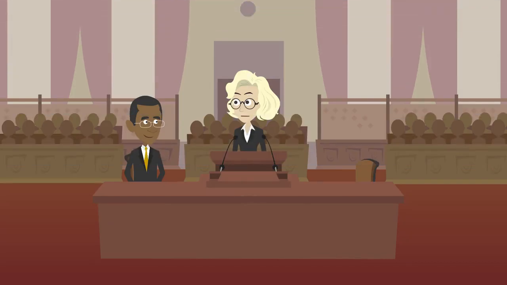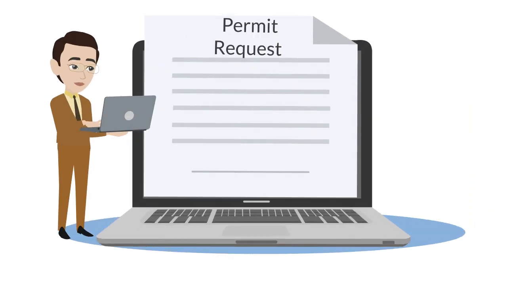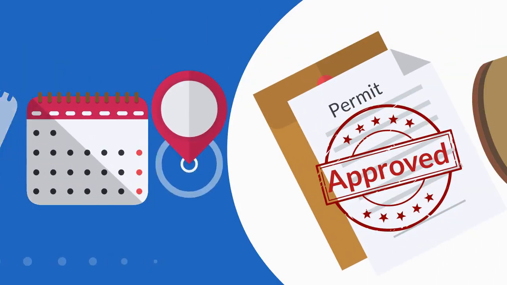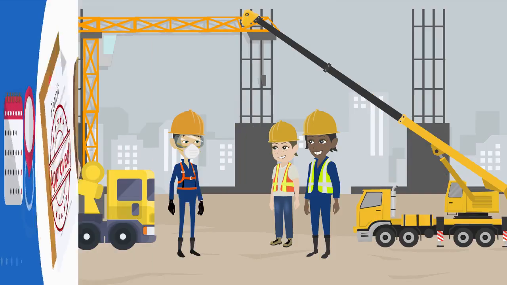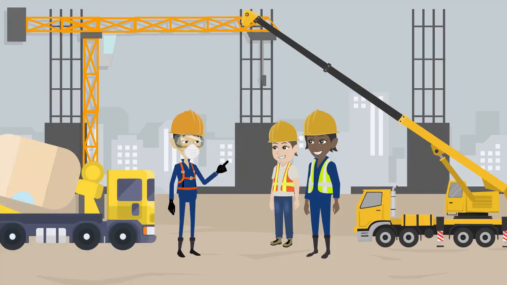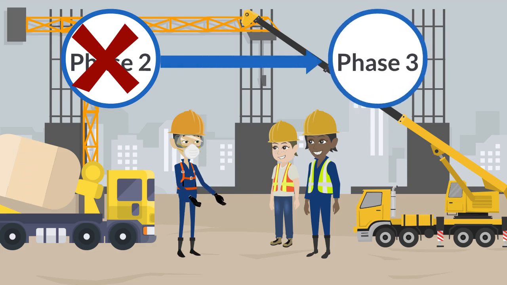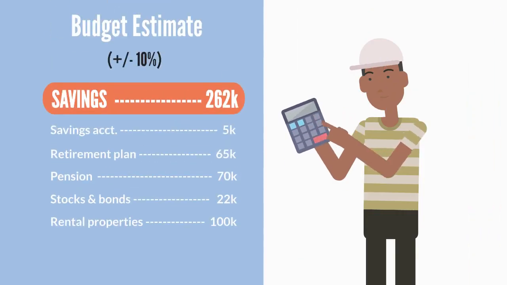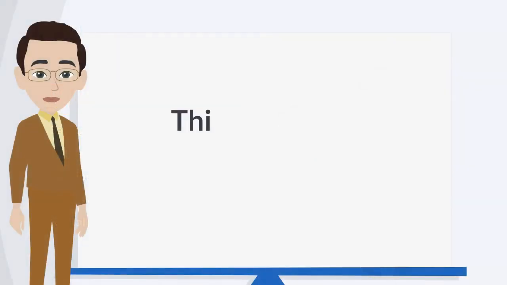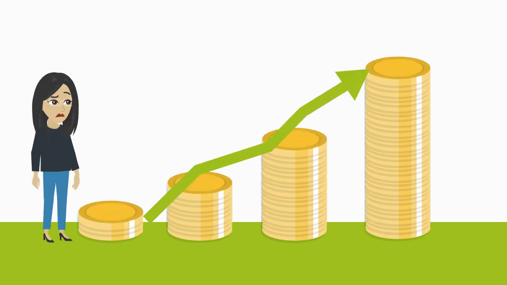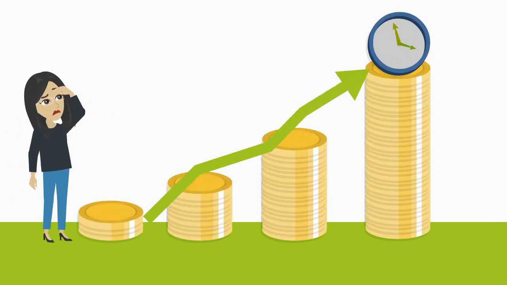If a permit is required by local law, the design phase will include submitting a permit request. Obtaining a full permit can take a couple of months, depending on geolocation. For simple projects where design and permits are not required, Phase 2 can be skipped, and the project will proceed to Phase 3. For more complex projects, CS can provide a budget estimate, plus or minus 10%, based on the final design during Phase 2. This allows for adjusting the project scope if the costs exceed the expected budget, and gives time for customer to work on the budget request.